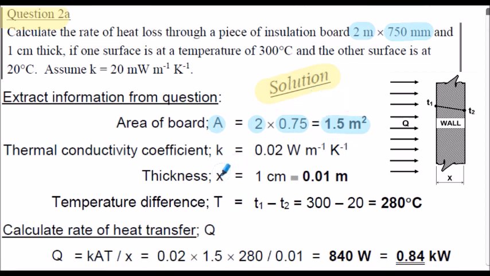And also notice that the thickness is stated as 1 centimeter. So again, be careful, that's 0.01 meters. The value of heat transfer Q in this case is 840 watts or 0.84 kilowatts.